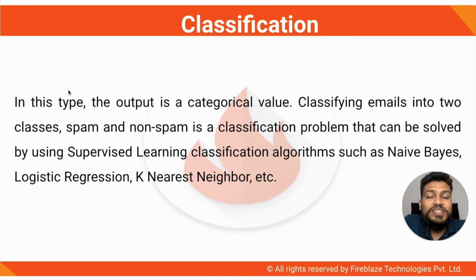Similarly, classification, in this type, the output is a categorical variable, right? Classifying emails into two classes, like spam or non-spam, right? A classification problem can be solved by supervised learning classification algorithms, which are like naive Bayes and logistic regression. It is one of the very classical and famous ones. It's called regression, but it is a classification algorithm. Okay, there's a beauty behind it. You'll try to explore it in the coming sessions. KNN, which we also refer to as K nearest neighbor. This is again a classification algorithm.